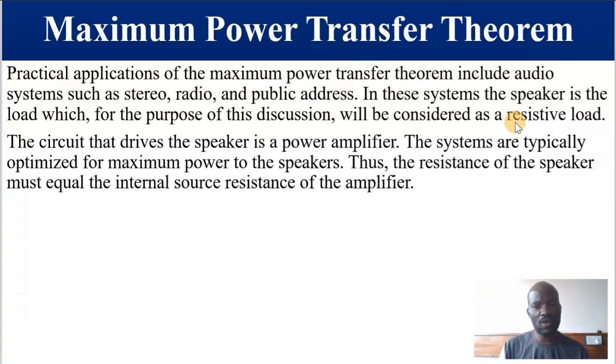We know from our hi-fi systems at home that the speakers are connected to a power amplifier, and these power amplifiers are made so that they deliver maximum power to the speakers. So the resistance of the speaker must be equal to R-Thevenin, the internal source resistance of the amplifier. For us to have what we call impedance match, the resistance of the speaker must be equal to the internal resistance of the amplifier. If they are not equal, then we won't have maximum power transfer. That is what we call impedance, or in this case resistance, mismatch.